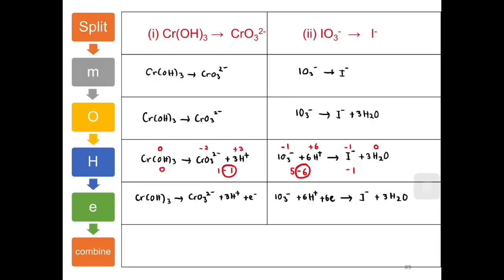Before we combine the two equations, let's recheck the two equations. For this one, we have plus e on the right side, and for this equation, we have plus 6e on the left side. So you have to multiply this whole equation by 6 so that the number of electrons on both equations are equal, and we can cancel out the electrons before we combine.